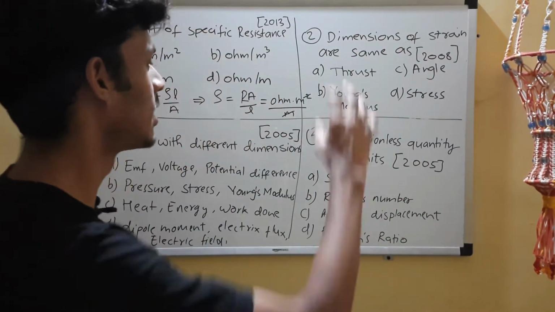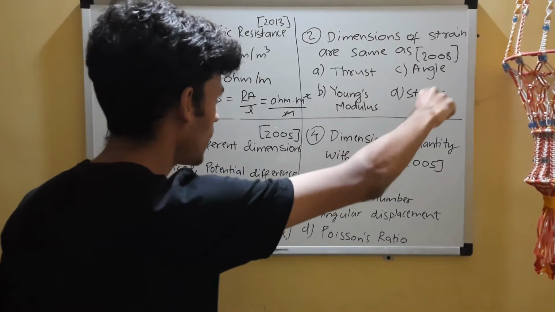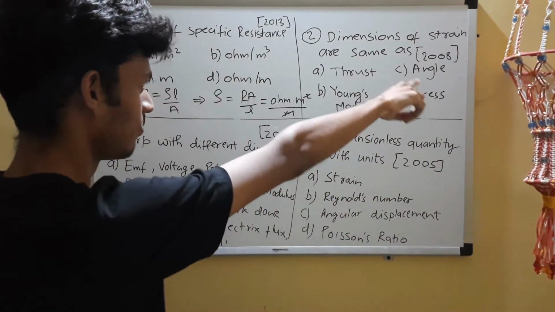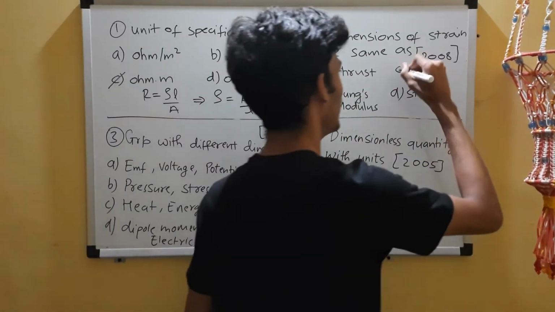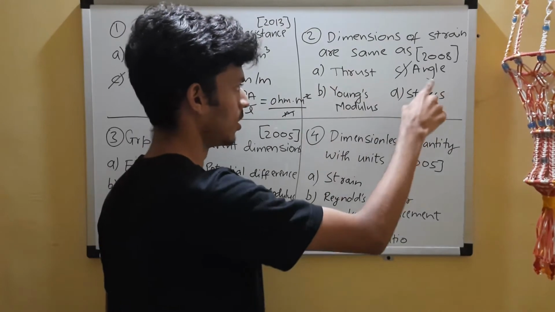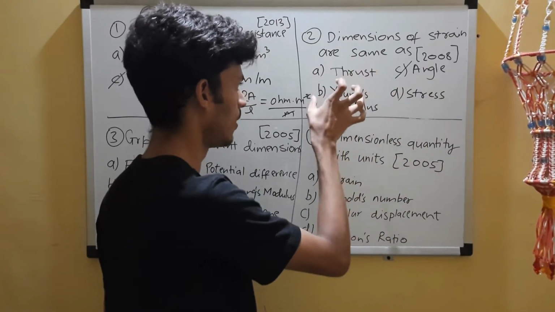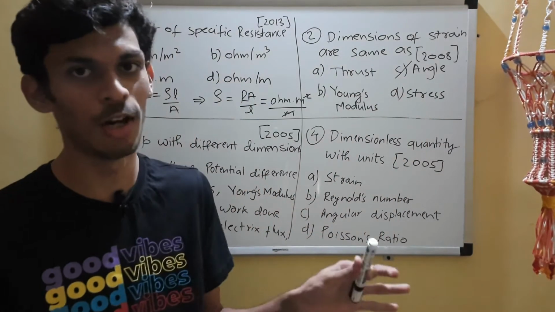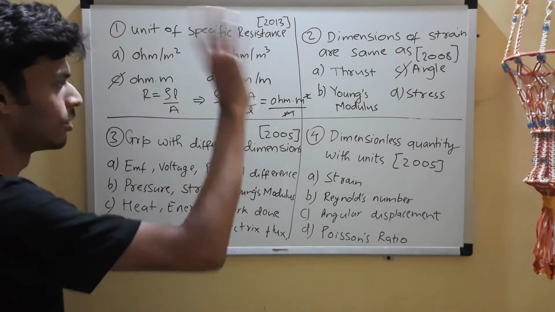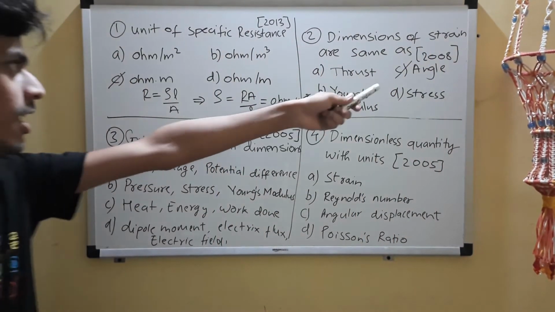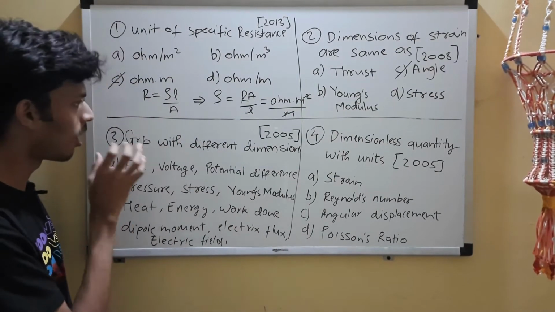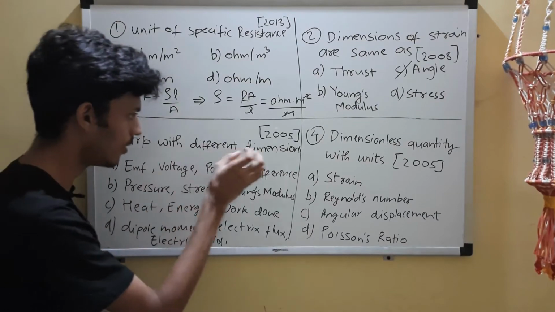So strain is dimensionless, and we have to pick one dimensionless quantity from here. Which is that? Angle. So angle is the correct choice, and the others A, B, D are not dimensionless. Each of them has some dimensions. Let's not worry about that. We got our answer. Answer is C, angle, which is dimensionless.